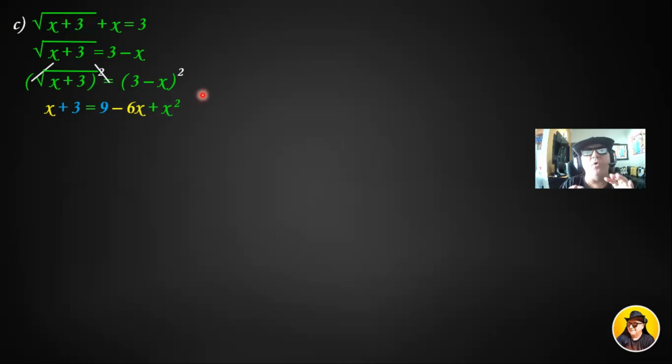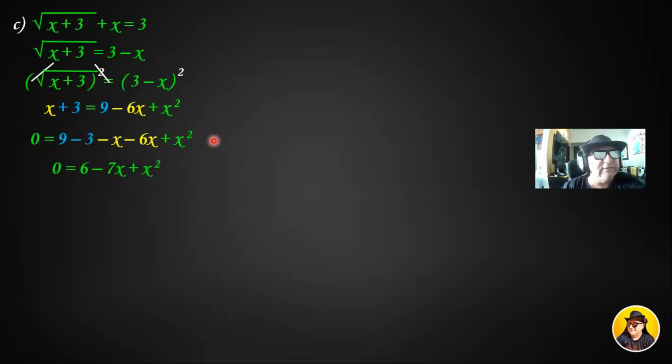Now let's organize my equation in families according to their similar terms. So I have that 0 is 9 minus 3. They are similar terms. I'm going to operate them. Minus x minus 6x plus x squared. Well, let's rotate the equation because I want 0 to be on the right side of the equation. So rotating. Now, I operated before. 9 minus 3 is 6. Minus x minus 6x is minus 7x. Now, rotating. Excellent.